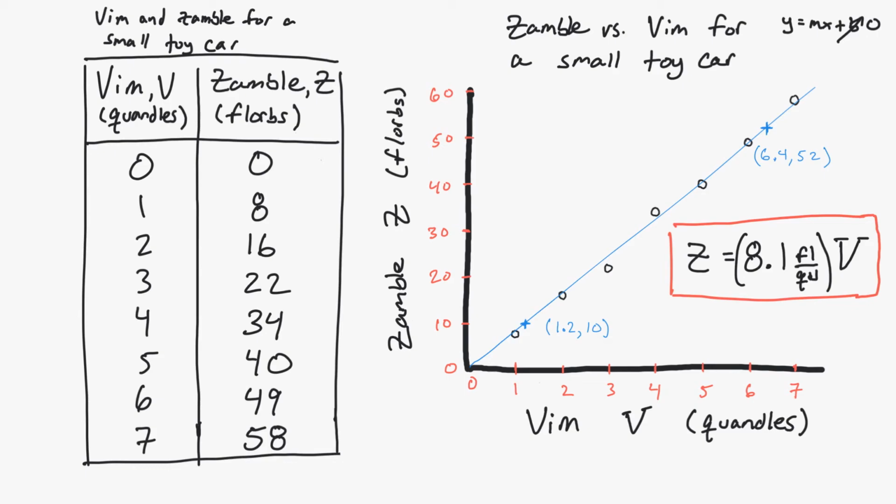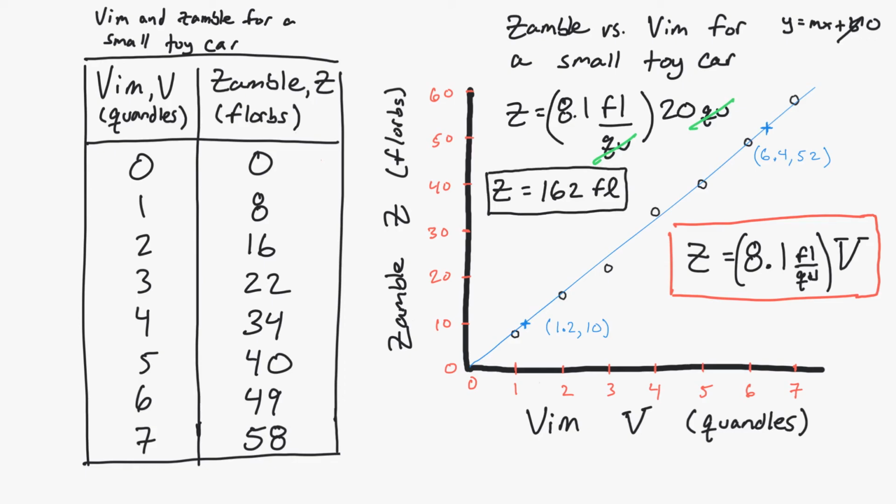So let's do that, just as a testing of our model. So Zamble is going to equal 8.1 florbs over quandle, and I'm going to multiply that by a particular value here of 20 quandles. And notice my units would cancel out. Quandles would cancel with quandles. And if I multiplied this out, 20 times 8.1 gives me 162. So let's write that out. All right. And that would be 162 florbs. That would be a little test of our model now. So we've predicted the future.